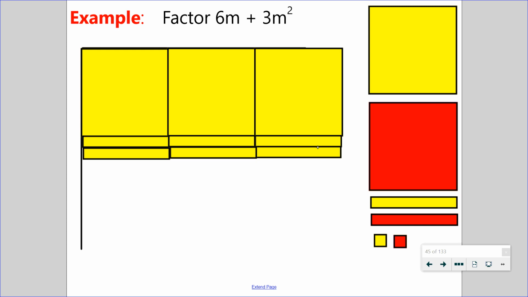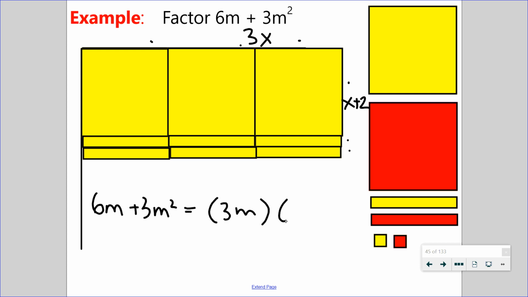Now let's look at what we've done. We've done an X and a 1, 2. So this side here measures as X plus 2. And along here I have 1, 2, 3 X's. Now let's do it in terms of the m's that we started with. So 6m plus 3m squared can be factored as 3m multiplied by m plus 2. So writing the area as the polynomial and the factors as the length and width.